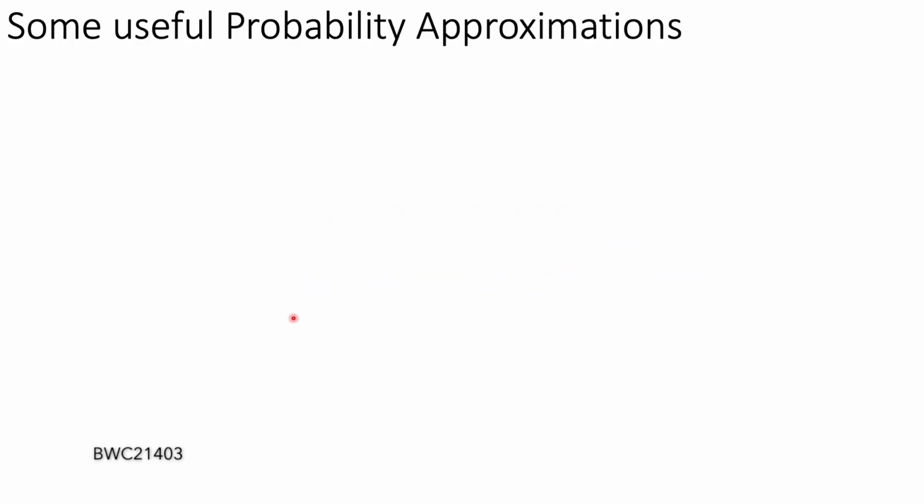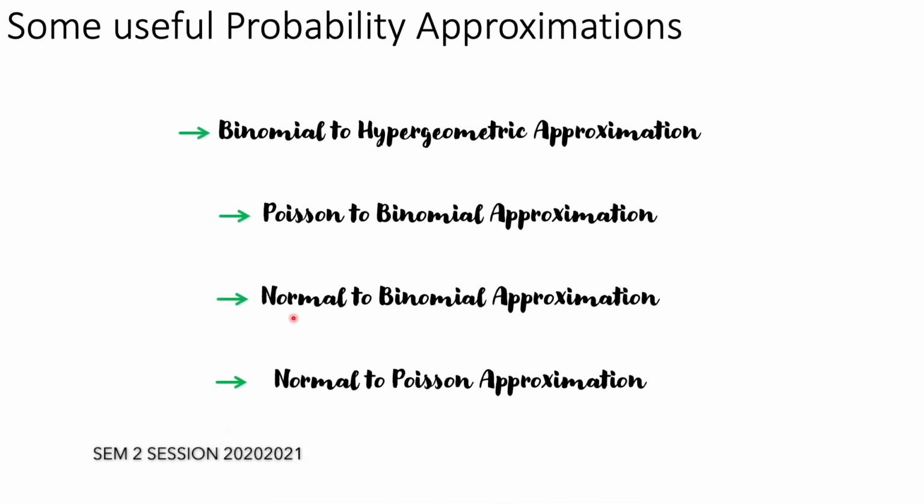Here are some useful probability approximations. It means that we can use one probability distribution model to estimate probabilities in a different probability distribution. So some of the useful ones are binomial to hypergeometric approximation. In this approximation, we can use the probability distribution model of binomial distribution to estimate the probability in hypergeometric distribution.